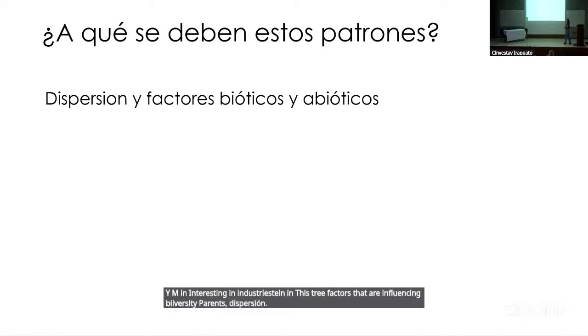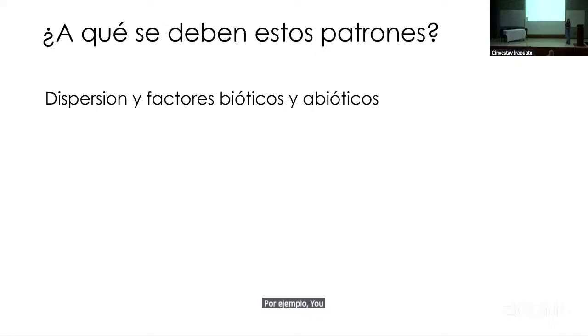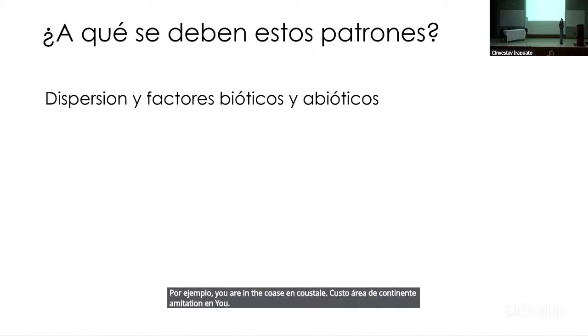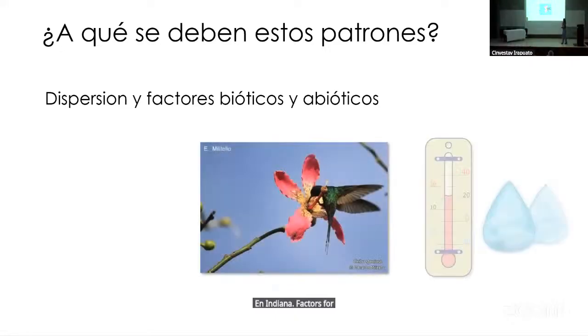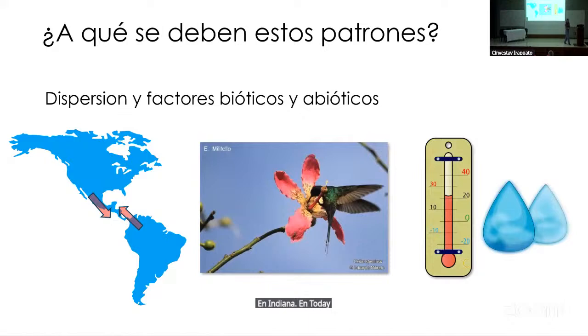Dispersion, for example: if you are in the coastal area of the continent, and then you acquire some mutation and you can tolerate higher altitudes or higher elevation, then you are dispersing upwards in the elevation gradient, right? And there are other factors, for example, biotic and abiotic. And today I will talk about my projects related to the biotic factors and dispersal.